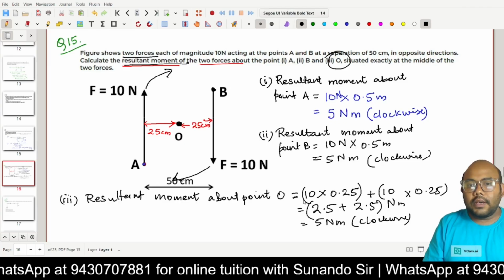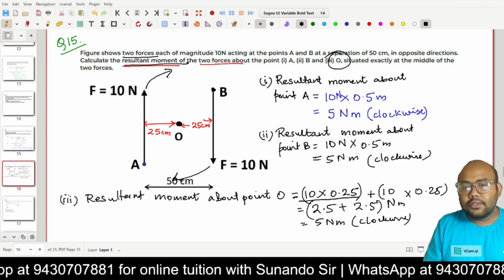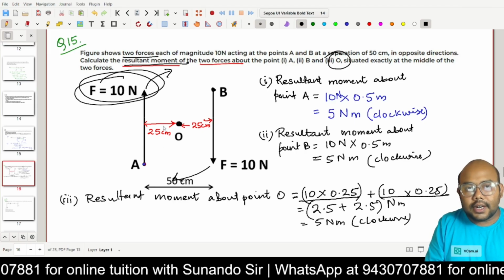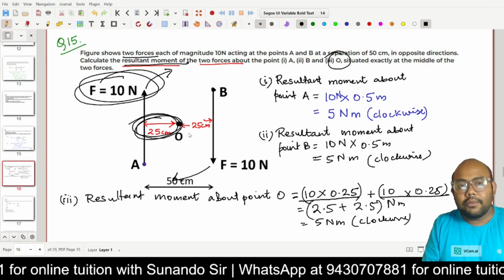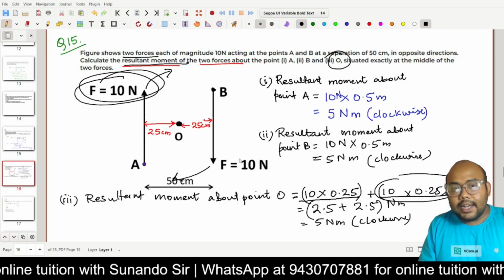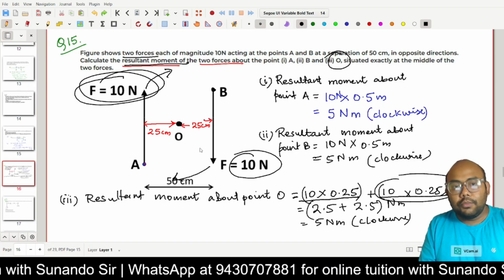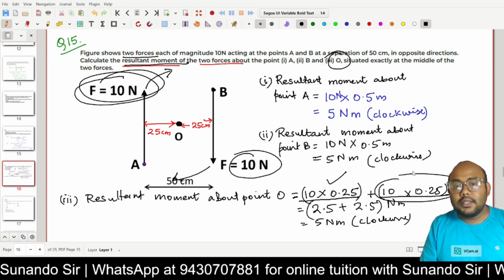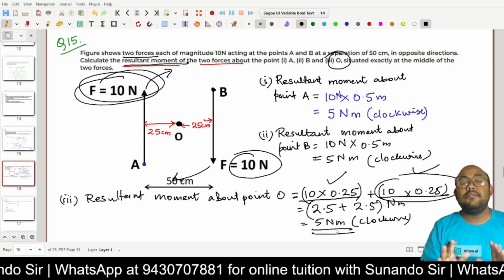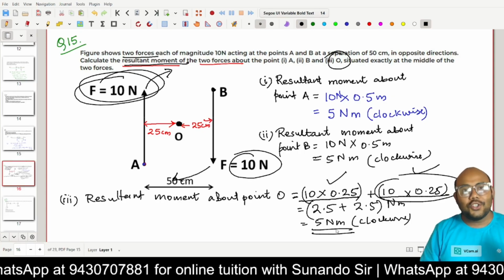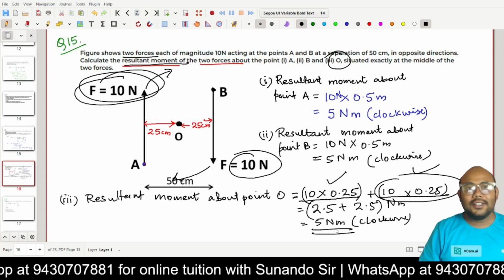Okay, so I hope you have understood why I wrote 10 times 0.25 and again 10 times 0.25, because this 10 Newton is at a distance of 0.25 meter from point O, and another 10 Newton is again at a distance of 0.25 meter from point O. So both of them are producing the clockwise moment, which adds up to 5 Newton meter in total. Simple. I hope you enjoyed the question, you understood the question.